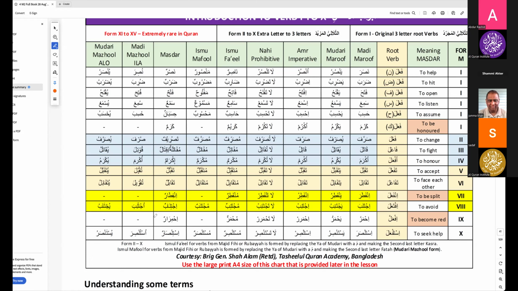This is part of the previous learning which you have, but make sure we now know all the patterns using the 9 keys. Madi, majhul, madi, mudari, amr, nahi, fa'il, maf'ul, masdar, madi, majhul, mudari, majhul.